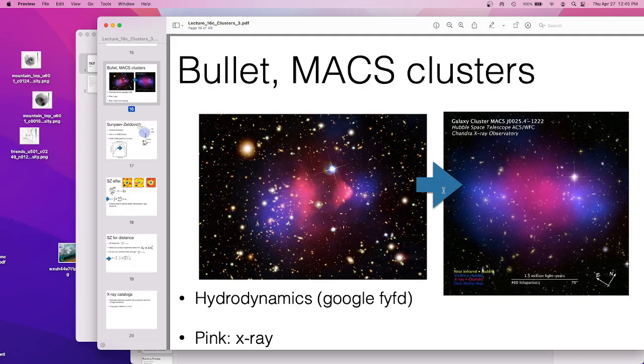But that's a really important question. Galaxies don't stay up because of pressure. They stay up because this stuff is whipping around like crazy. Okay, bullet cluster.